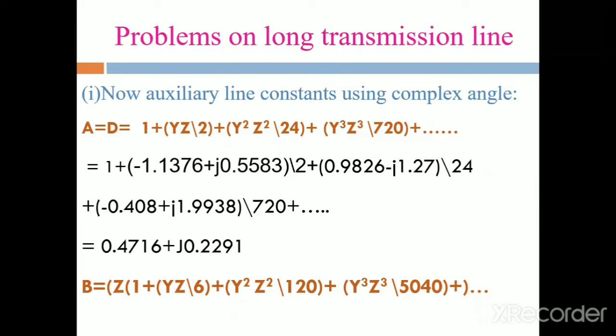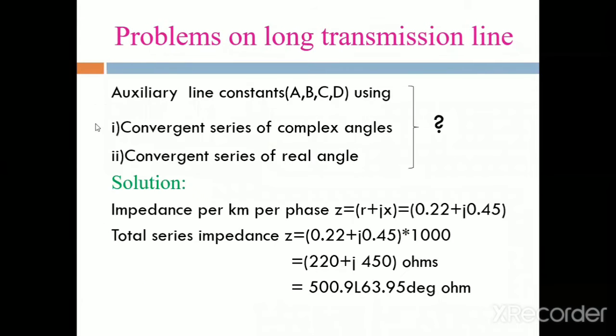After that we calculate the auxiliary line constants of a long transmission line. Okay, first, by using the complex angle method we determine the ABCD values, that is, the convergent series of a complex angle. First of all, what is the formula for ABCD in the case of the complex angle method?